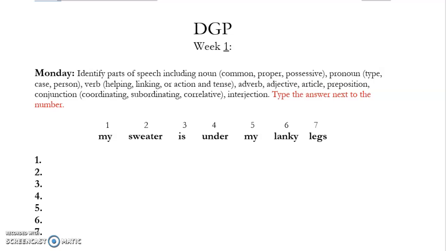All right, so this was our first week doing our daily grammar practice. So let's see how we did and go over our answers to help you. Then you can use this to guide you for the rest of the week, okay? The first thing you need to do is find different parts of speech: nouns, pronouns, verbs, adverbs, adjectives, articles, prepositions, conjunctions, interjections.